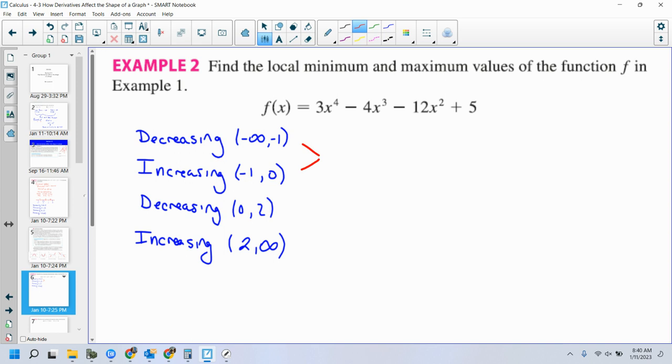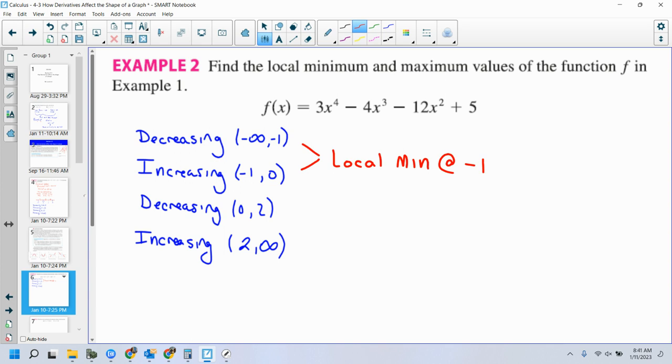What is happening at negative 1? Decreasing, then increasing. What is happening at negative 1? It's a local minimum. So I can say local minimum at negative 1. Do I know what that minimum actually is yet? No, I'll have to run that through the original function, right? I'll have to basically find the y value. This is telling me where the x values are occurring.